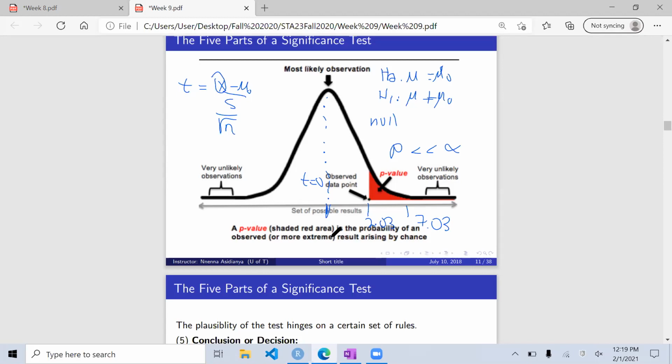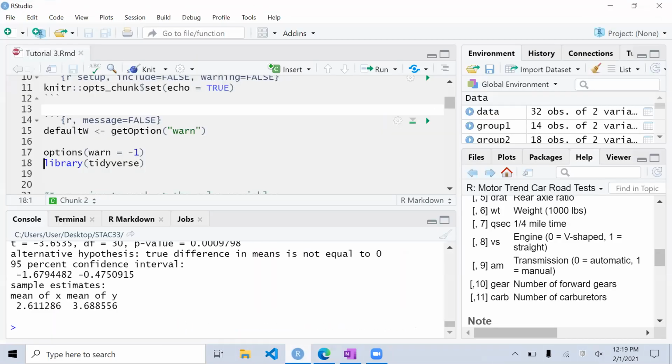So let's go to the actual applications and see how this would work in the context of the mtcars data we looked at last week, right? So I'm going to do both a one-sided and two-sided test.